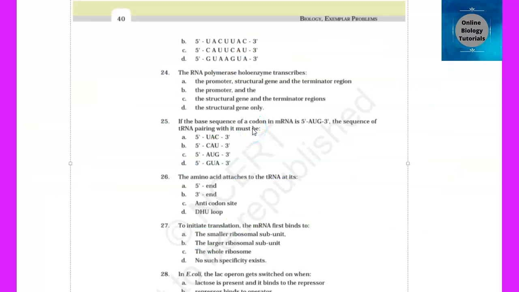The RNA polymerase holoenzyme transcribes... Students, you are attempting this question incorrectly in most of the questionnaires. This is the right answer: the structural gene and the terminator gene. So whatever you have marked earlier, please make a change. Option C is the right answer, because in the terminating process also RNA polymerase is helping.